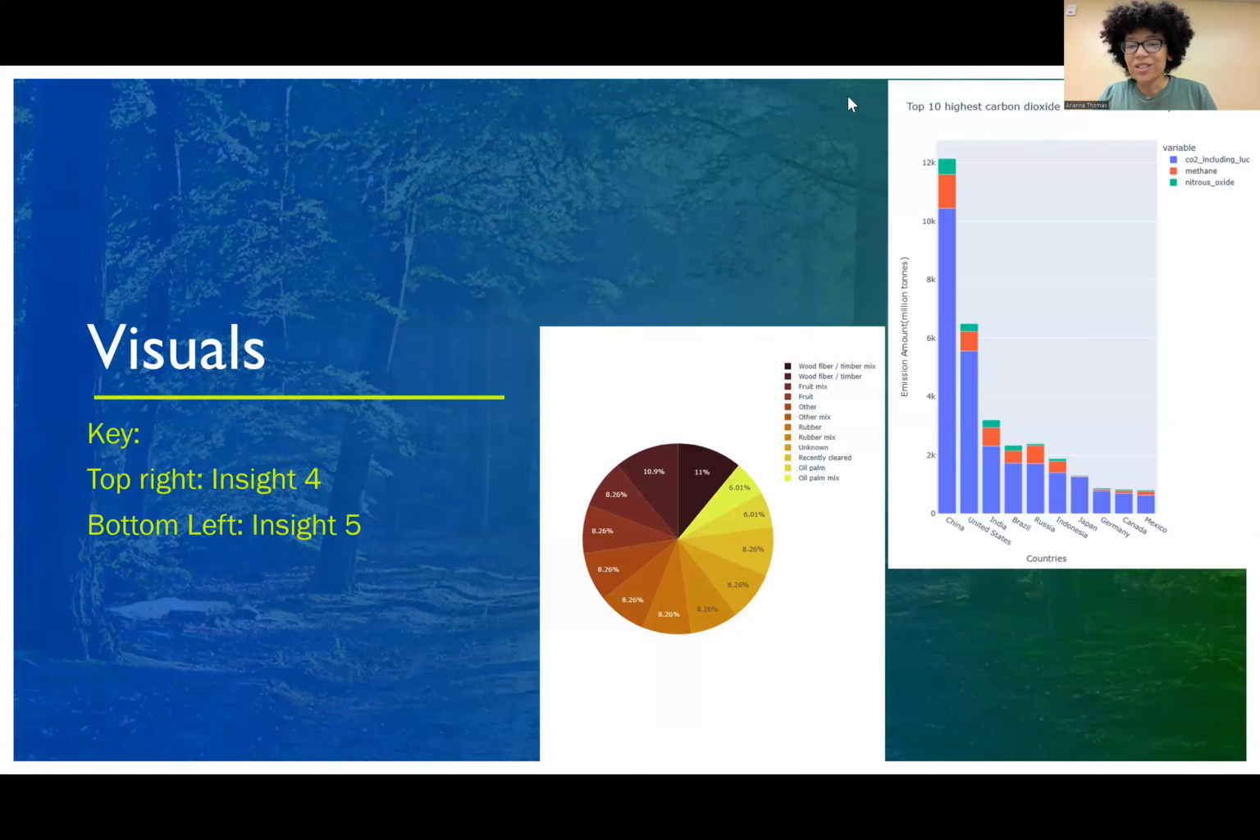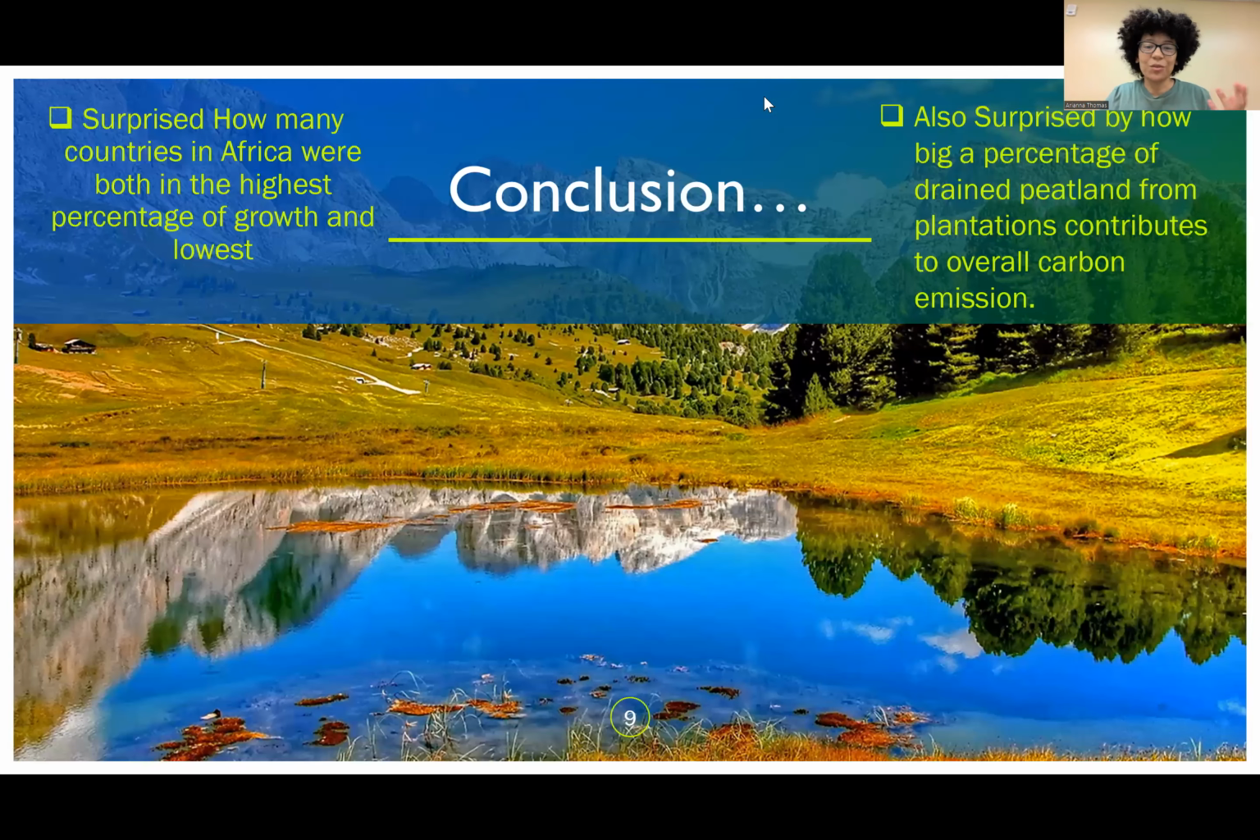I wish I could see the other one. Okay, nitrous oxide. I couldn't remember it off the top of my head. And then finally, I was pretty shocked about how Africa was both in the highest and lowest percentage of growth. I thought it would be more spread out, with the highest in one continent and the lowest in another. And then I was also very surprised by the amount: 75% was what I came up with for the percentage of drained peatlands to overall carbon emissions, which seemed very high in Malaysia and Indonesia for 2014.